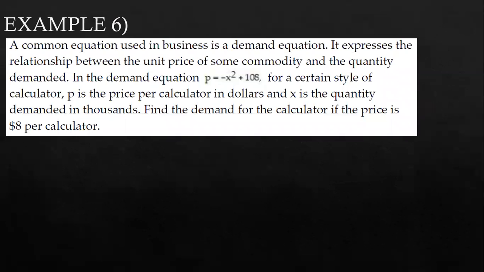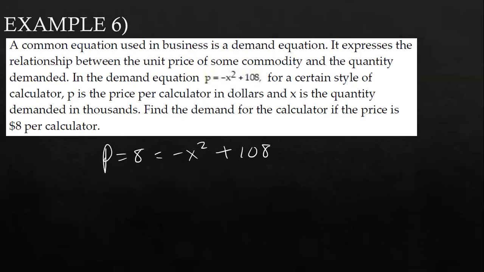All right, the last one. You're again given a formula. This is about calculator demand, and it tells you that P is the price per calculator and X is the quantity. And it wants to know if the calculator costs $8, what would be the quantity needed? So it's telling you your P equals 8, which equals negative X squared plus 108. What do you need to do to find X?